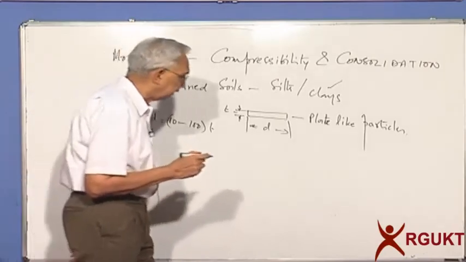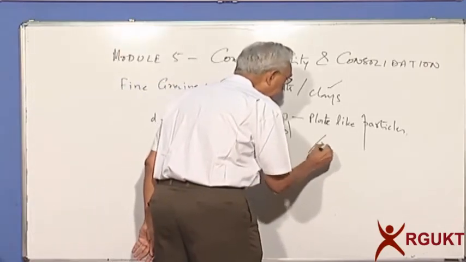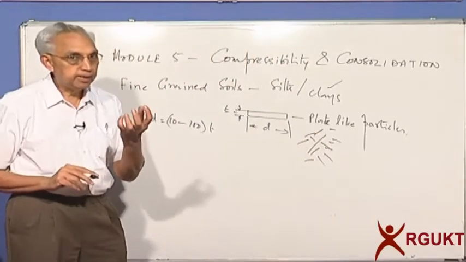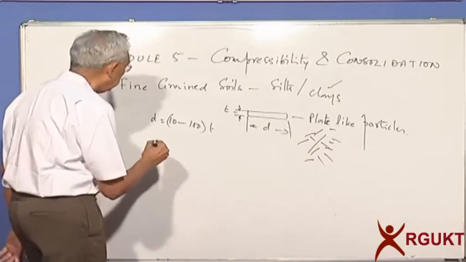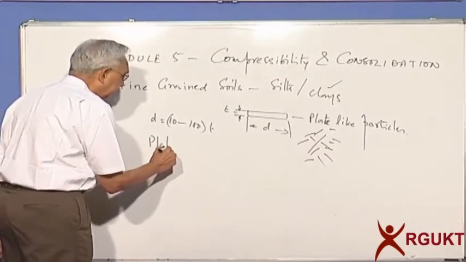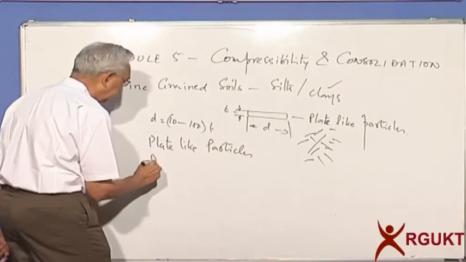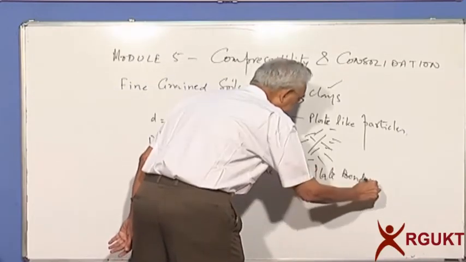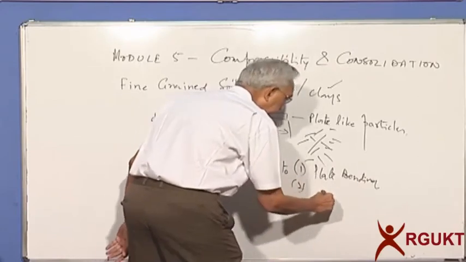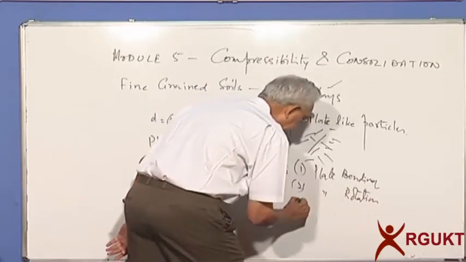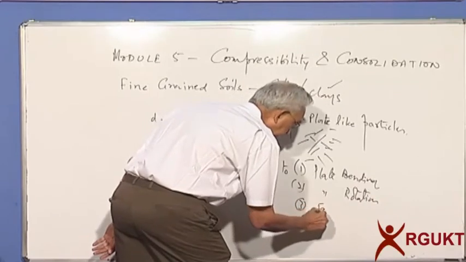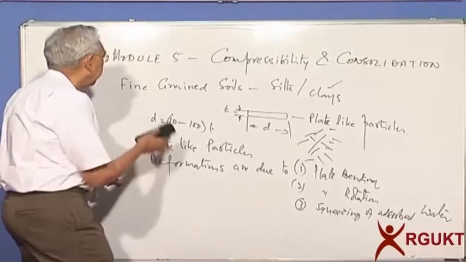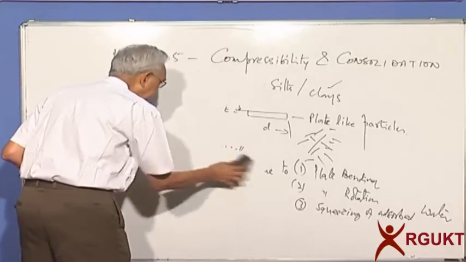In that case, we also looked at the particle arrangements. These are all how the clay particles will look in nature. So when you have plate-like material or particles, the deformations are due to: 1. Plate bending, 2. Plate rotation, and thirdly, squeezing of adsorbed water. So we'll see how these mechanisms appear in case of fine-grained soil.